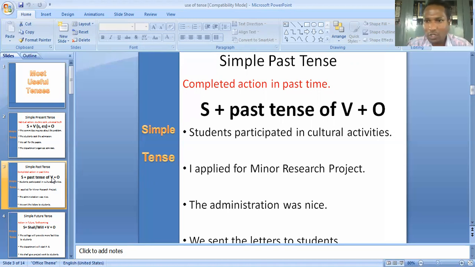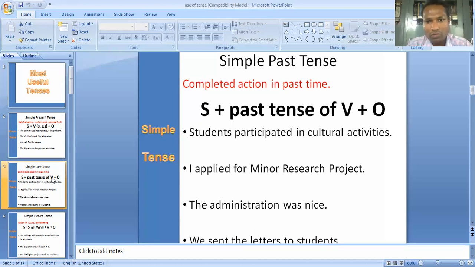हे सगळे फॉर्म्युले पाठ करून ठेवायचे, राइट. सब्जेक्ट plus past tense of verb plus object. Past tense of verb means simply V2, the second form of the verb. We have to write second form of the verb. Subject plus second form of the verb, that is past tense of verb plus object.